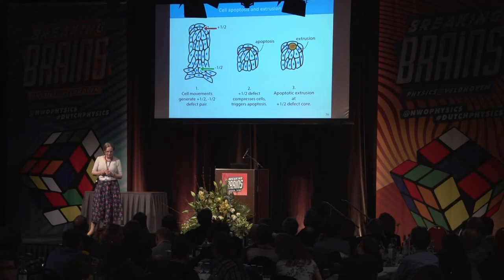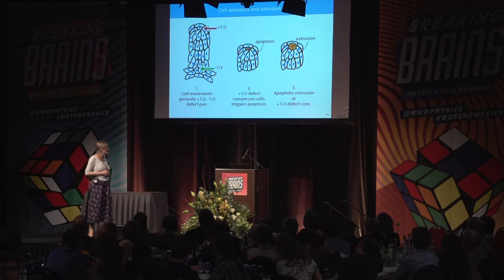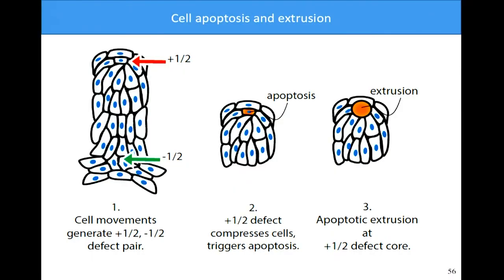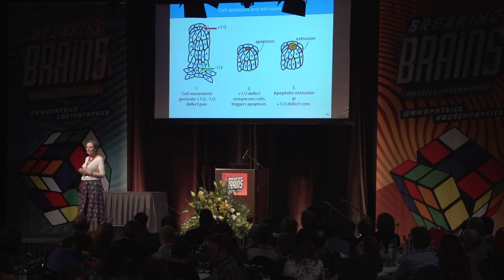So this is what I just said. And I think thinking of biological systems as active matter is a new way of looking at them. It's not going to answer all questions, but maybe it's going to answer some questions about cell mechanics.